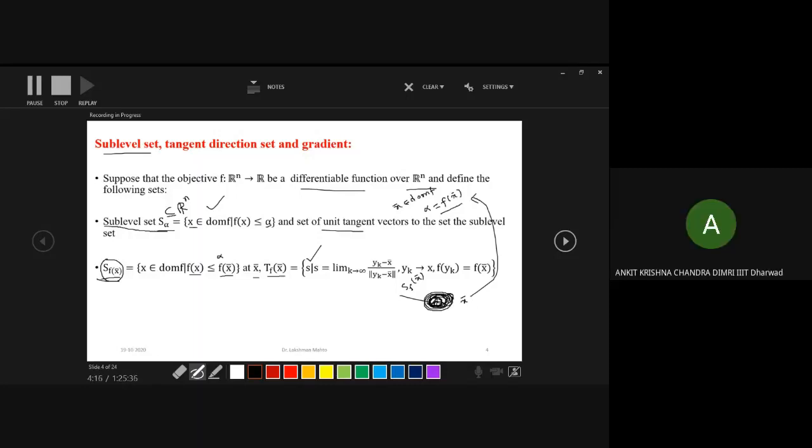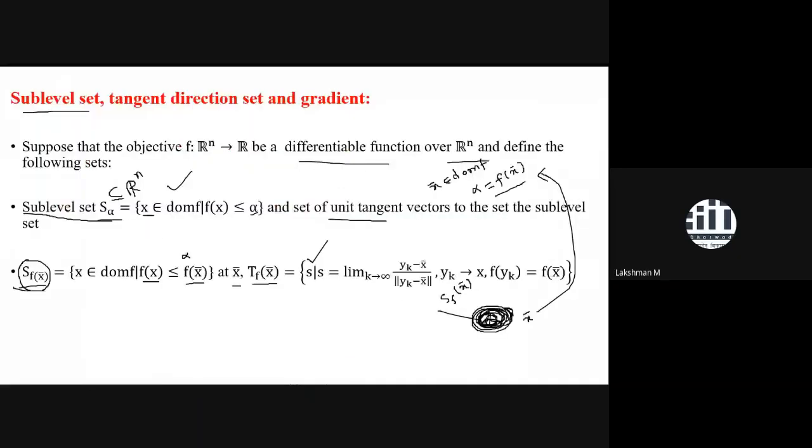Can you repeat, sir? The audio is cutting out. I'm asking how many tangent vectors you observe with respect to this sublevel set defined with respect to x bar. That means here x bar is here. So how many tangent vectors do you observe? Sir, at a point, only one.